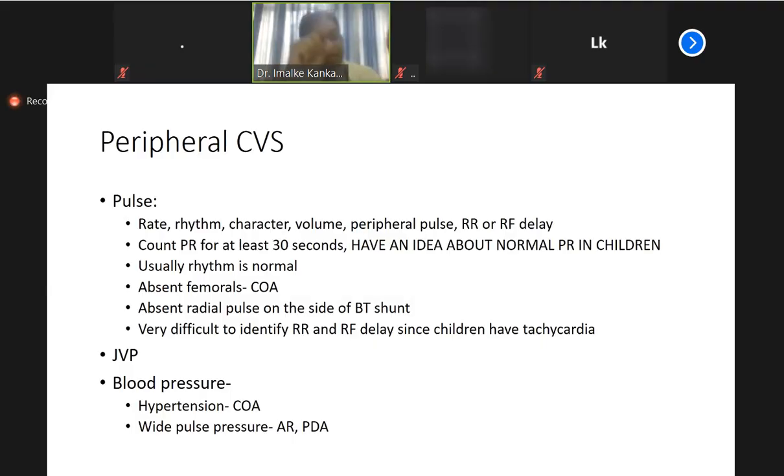Be careful on commenting because most of the medical students and even we tend to say, okay, all the peripheral pulses are present. But keep an eye, be careful if you are going to present, on whether the pulse is there on the side where the BT shunt was done. Sometimes if you see a surgical scar on the back of the scapula, that means the child would have undergone a BT shunt. On that particular side, the pulse may be weaker than the other side. Sometimes the pulse may be absent, right? That is why we have to be careful.